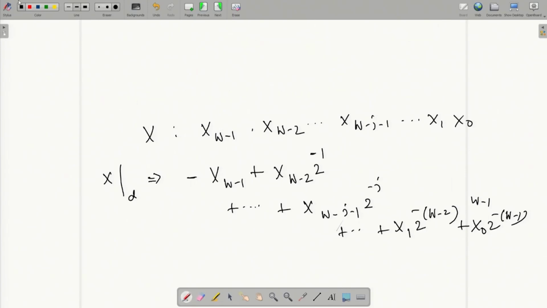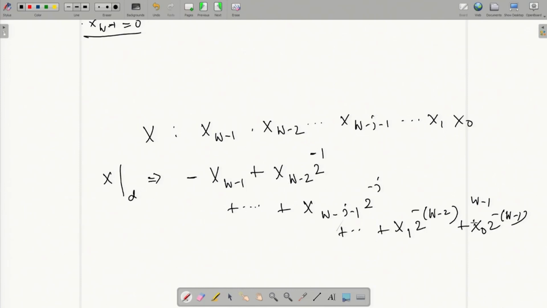Okay. Now, let us see, this is a decimal expression. Let us try to understand its meaning. Suppose this fellow is 0, MSB is 0. If it is 0, then obviously this is a positive number, because minus 0 is 0 and all other fellows are positive. So, it is a positive number.